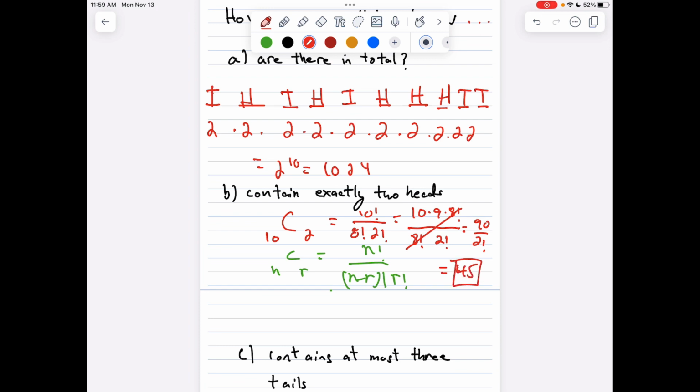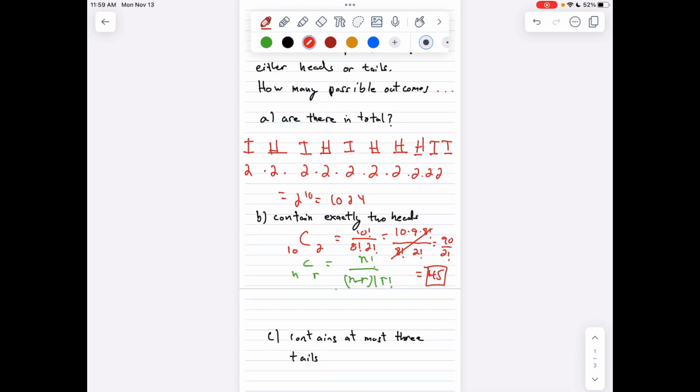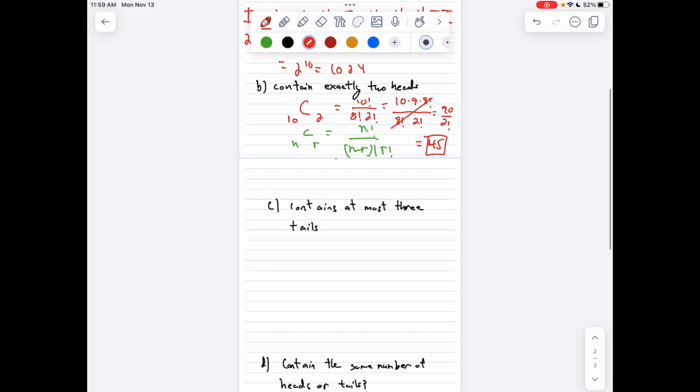Okay. All right. So the next question is asking how many possible outcomes of the 1,024 that we have contain at most 3 tails. Okay. So for at most 3 tails, you're looking for the number of times you can have 1 tail, 2 tails, 3 tails, and 0 tails. Okay, you'd certainly possibly have 0 tails.